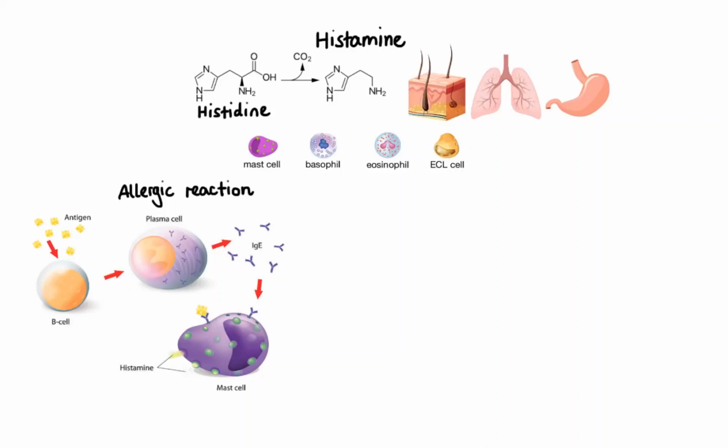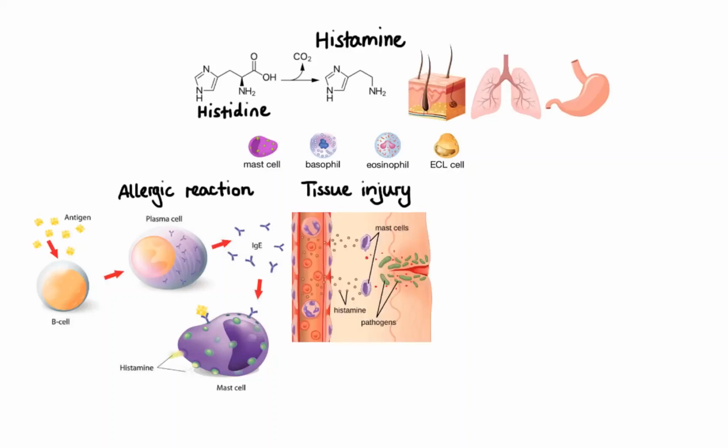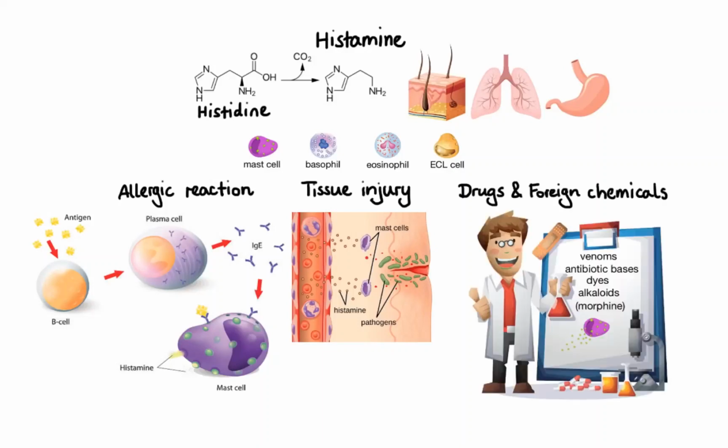Now, let's move on to the second condition which triggers histamine release, that is tissue injury. So when tissue injury occurs, the damaged mast cells release chemical mediators, among them histamine, which affect blood vessels and nerves in the damaged area. Finally, the third major stimulus which triggers histamine release can come from drugs and foreign chemicals. Compounds found in venoms, antibiotic bases, dyes, and alkaloids such as morphine are a few examples that can directly displace histamine from the granule stores.